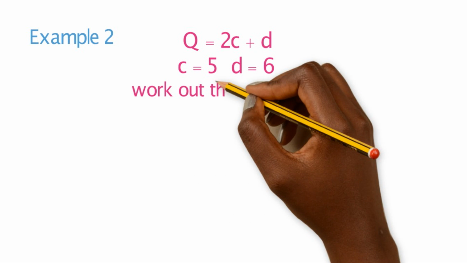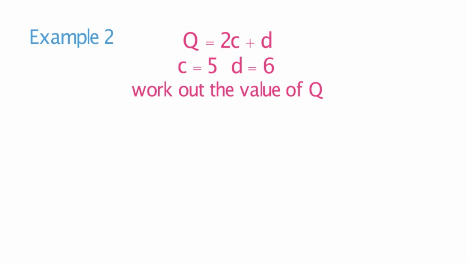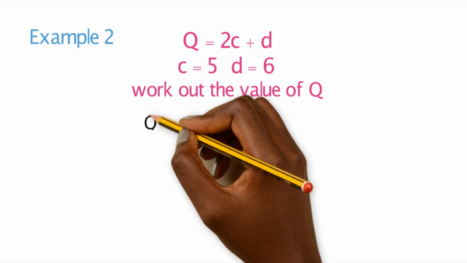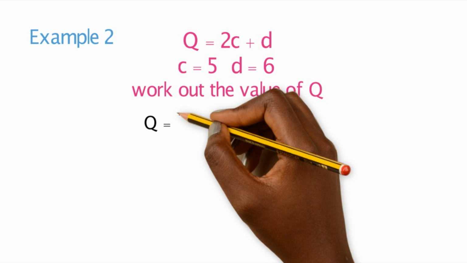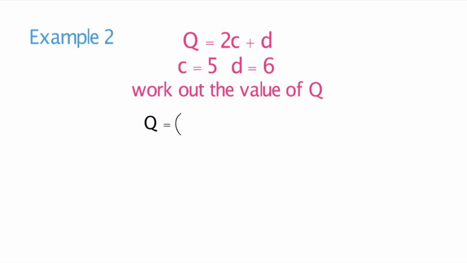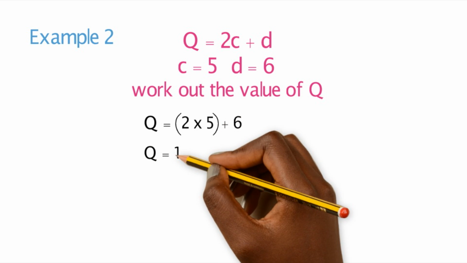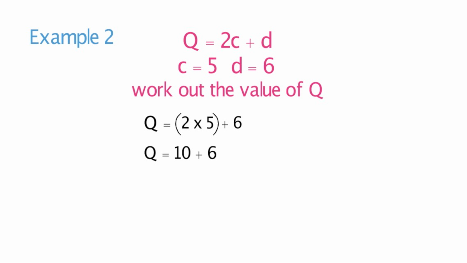Example 2. If a question says q equals 2c plus d, and c is equal to 5 and d is equal to 6, and the question says work out the value of q. Well, q is equal to 2c, right? Numbers and letters next to each other are multiplying. So rather than 2c, it's going to be 2 times 5. And then because you've got plus d on the end, rather than plus d, it's going to be plus 6. So that's going to end up being 10 plus 6. So q is going to be 16.